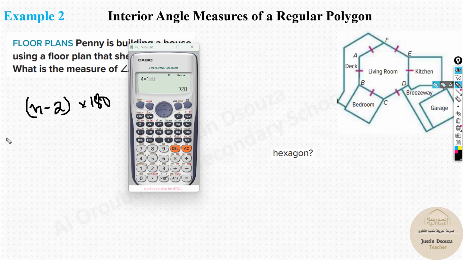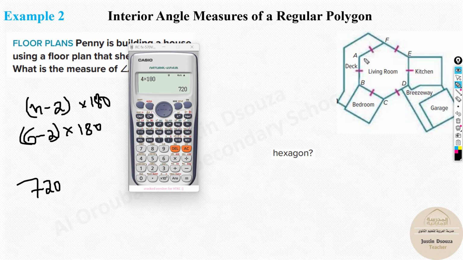I'll just write it over here. It's 6 sides: 1, 2, 3, 4, 5, 6. Minus 2, multiplied by 180. It's 4 times 180. We got 720. But that's fine. Earlier we added the x values and we knew the angle, but here nothing is given. How do I do it?